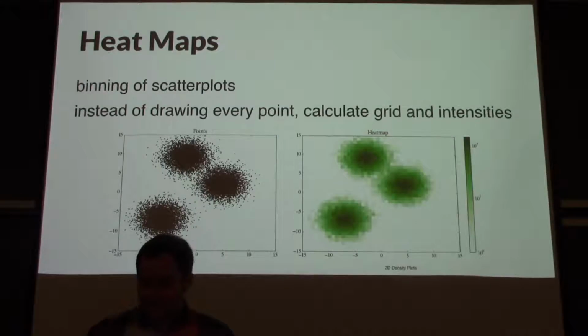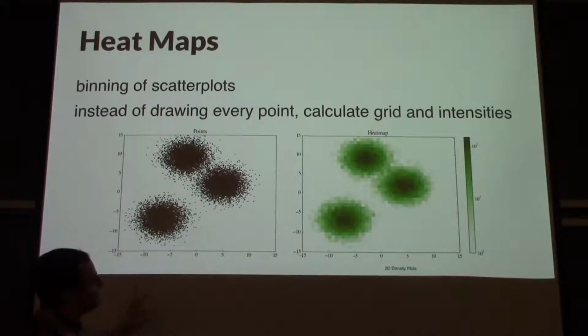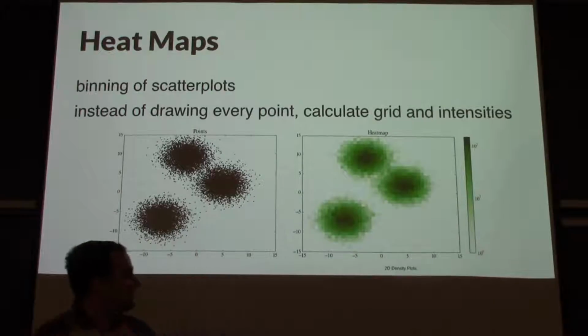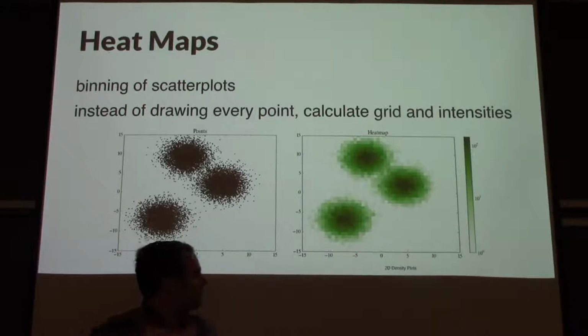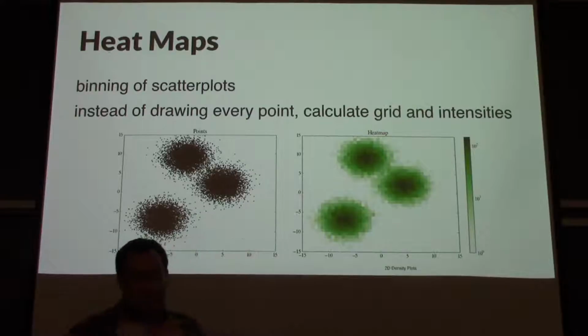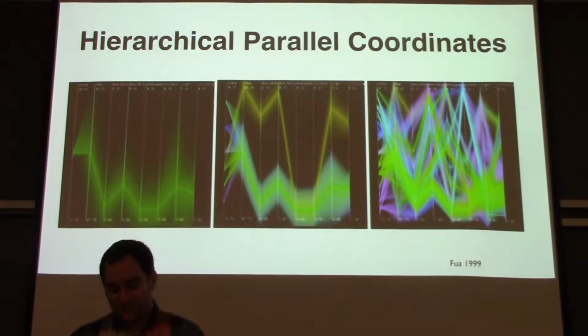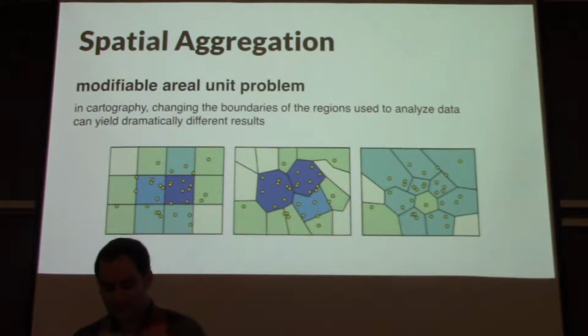And then we talked about binning. So instead of drawing all of these points individually, we have these binned heat maps where we simply assign an intensity value, or increase the intensity value, every time we count a point in one of those bins. I'll talk more about these hierarchical parallel coordinates.